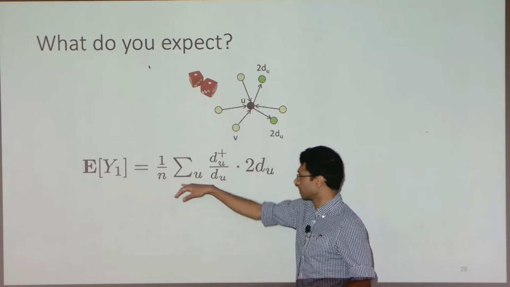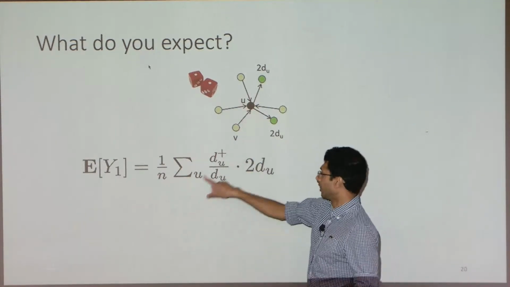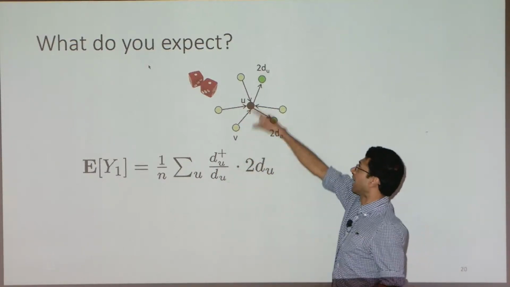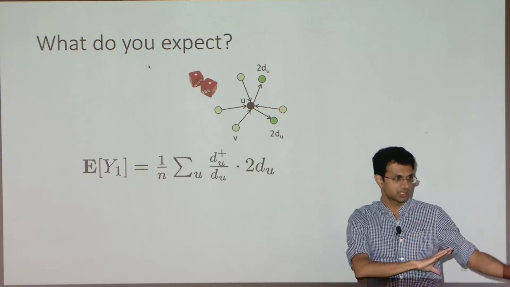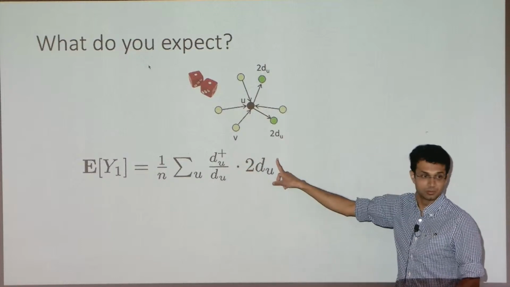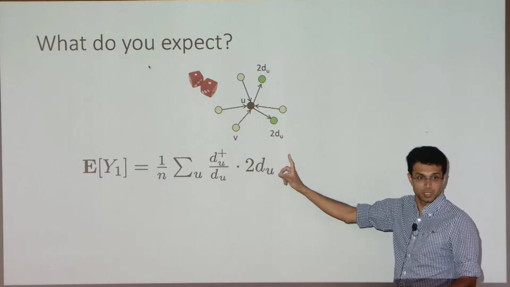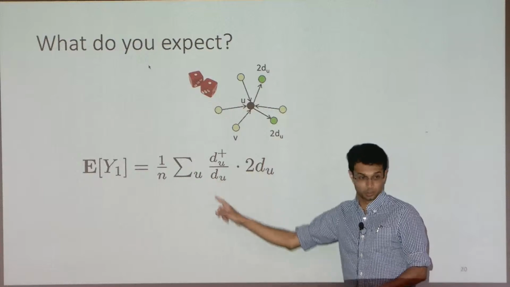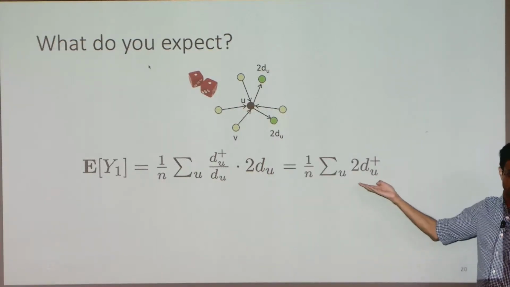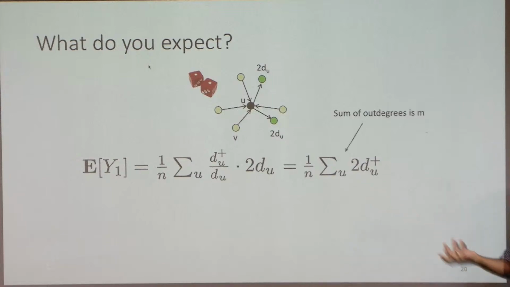So what is the expectation of y1? 1 over n, because I'm picking a vertex at random. Now, when I sample u, with probability du plus divided by du, I actually get something non-zero. With the remaining probability, I just get 0. So with probability du plus divided by du, I get 2 times du. And so the du and du will cancel out. What I get is 1 over n times the sum of the out degrees. But the sum of out degrees is just m, because every edge is oriented one way or the other.